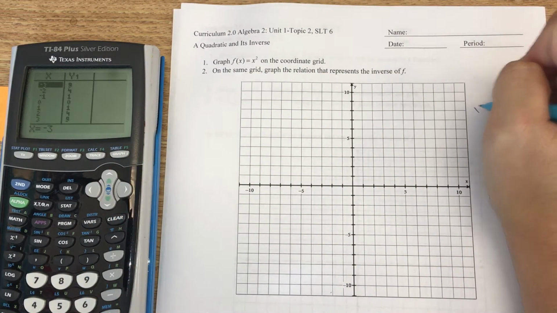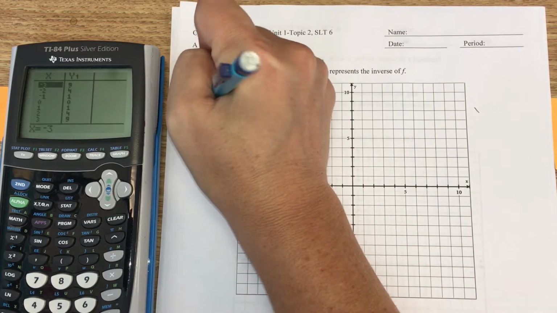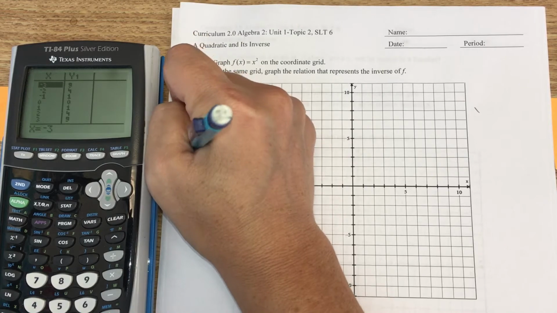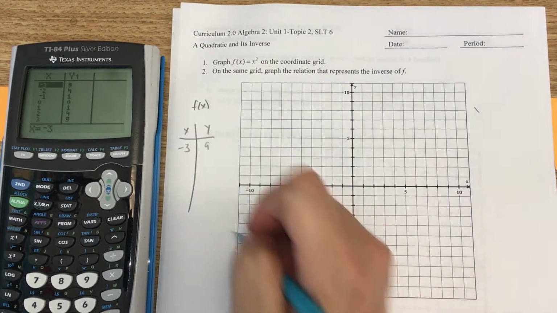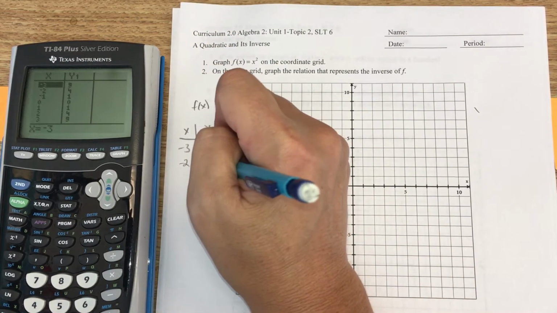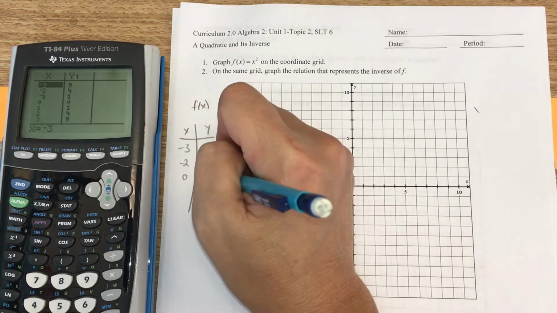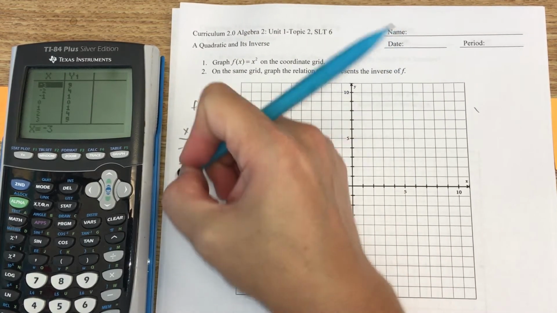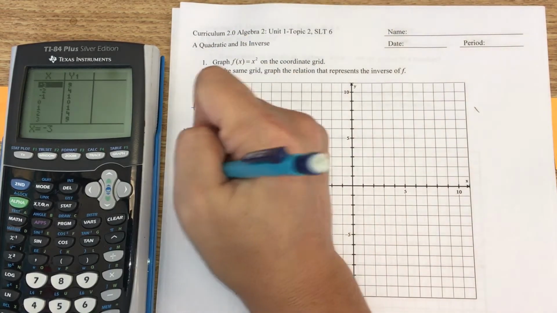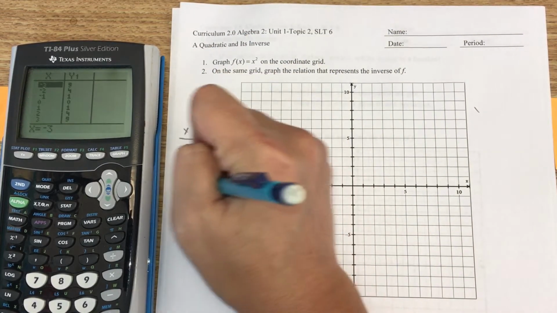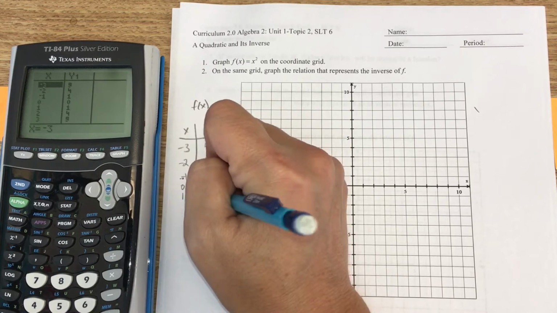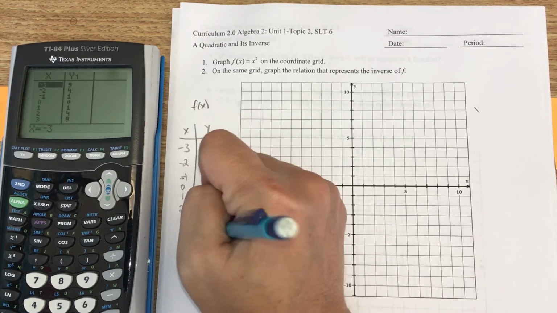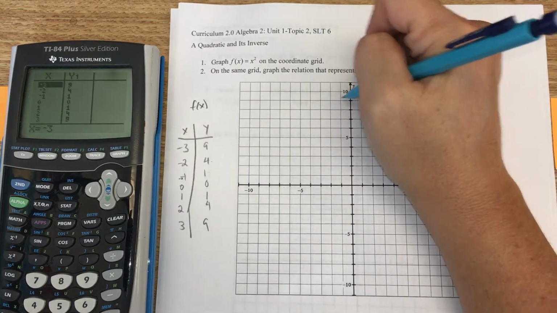So I'm going to graph the points for f of x. I'm going to graph -3, 9. I'm going to graph -2, 4, 0, 0. Whoops, I forgot one. I'm going to do -1, 1, 0, 0, 1, 1, 2, 4, and 3, 9. So I'm going to go ahead and graph those points now.